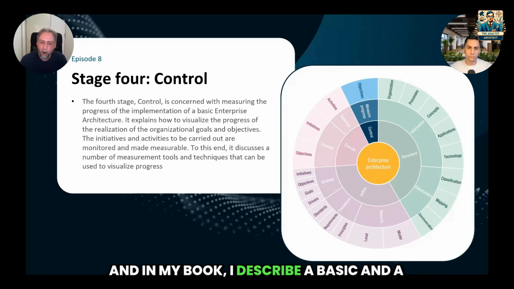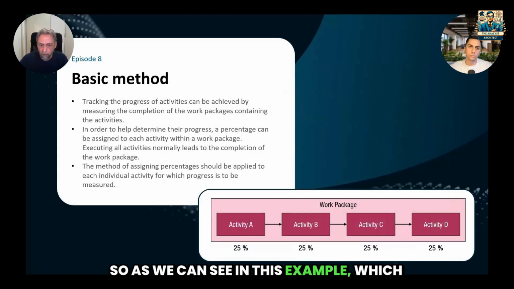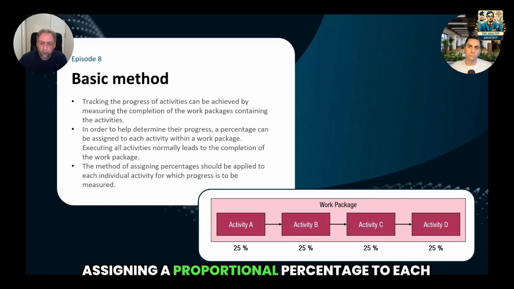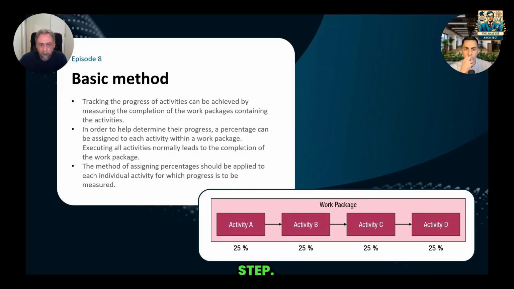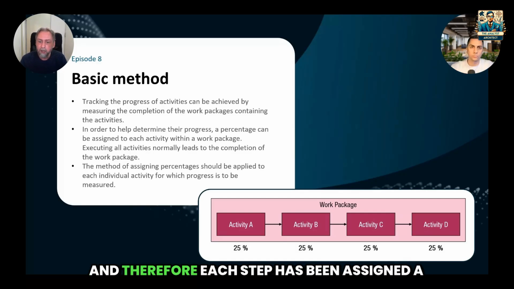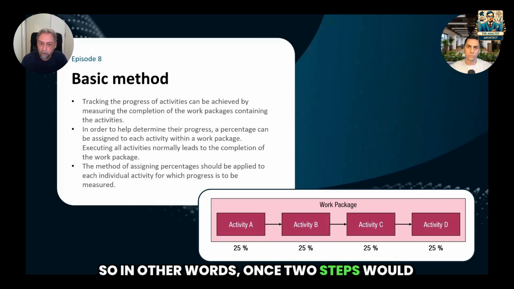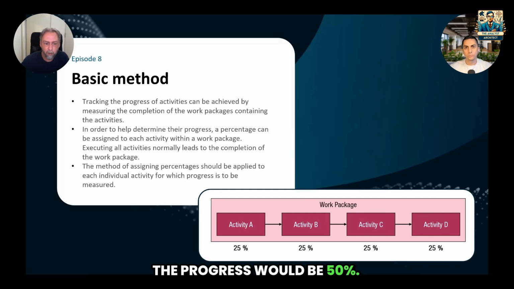And in my book, I describe a basic and a more refined method, which both use percentages to track progress. As we can see in this example, which shows the basic method, it involves assigning a proportional percentage to each step. And in this example, the work consists of 4 steps. And therefore, each step has been assigned a percentage of 25%. So in other words, once 2 steps have been completed correctly and in full, the progress would be 50%.